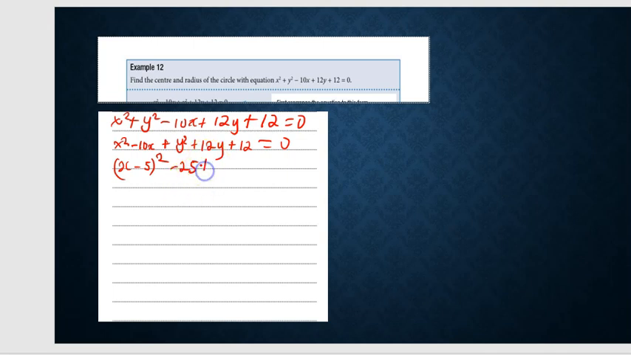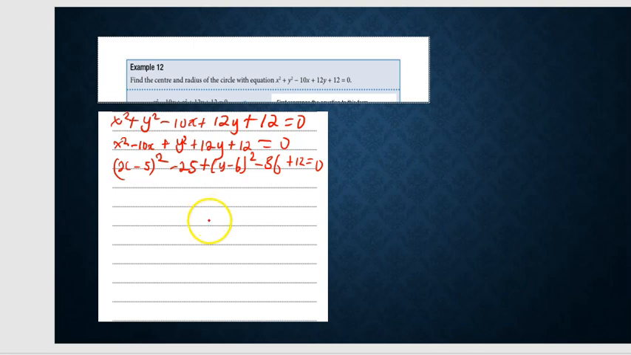So we can complete the square for y. This becomes y minus 6, since this is 12. You simply divide this 12 by 2 and square it. So minus 6 squared, and what is the square of 6? 36. Then plus 12 equals 0. So this is the first step that we need to do.